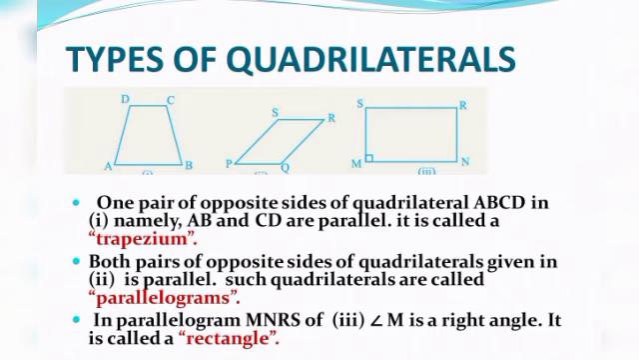If both pairs of opposite sides of the quadrilaterals given in figure 2 and figure 3 are parallel, recall that such quadrilaterals are called what? Parallelograms. So, quadrilateral PQRS of figure 2 is a parallelogram. In parallelogram MNRS of figure 3, note that one of its angles, namely angle M, is a right angle, right? What is this special parallelogram called? Try to recall. It is called a rectangle.